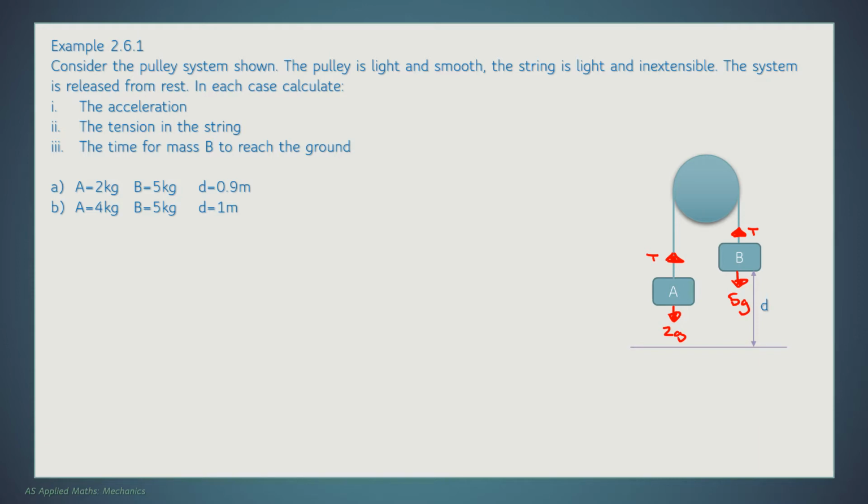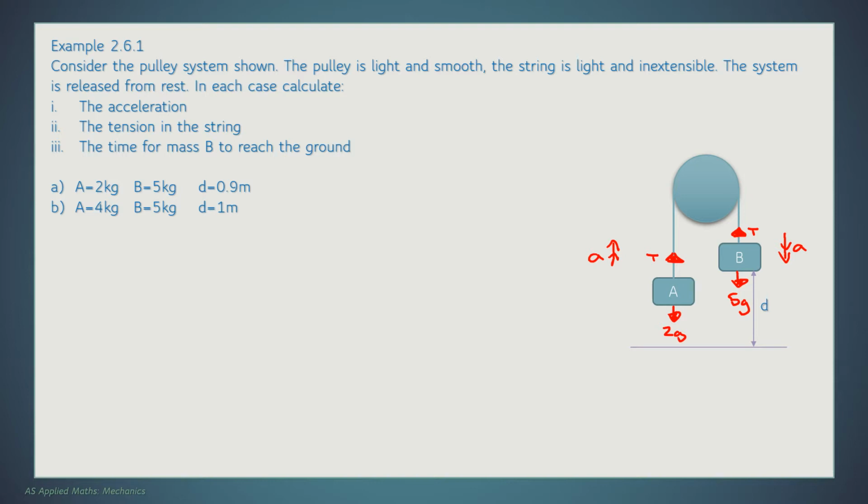Because the string is light and inextensible, the acceleration is the same on both sides, and because 5 is bigger than 2, it's going to have to move that way. That's just a little bit of common sense about which direction it is going to move. And that's it. That's how you put the forces onto the pulley system. The good thing about these questions is that with a vertical pulley system it's always going to be the same, so you can learn this one.